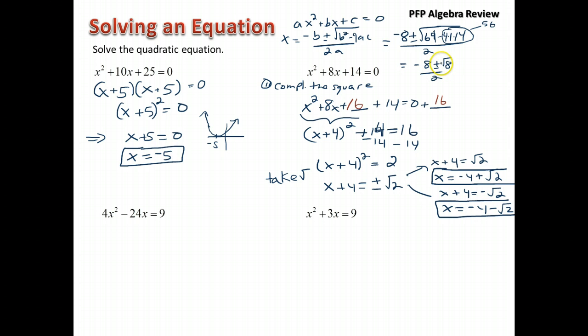We simplify the root of 8 to be 2 root 2. And then the last step is to divide each of these by 2. Take negative 8 and put it over 2. Take 2 root 2 and put it over 2. And you'd have exactly the same answer, negative 4 plus or minus root 2.